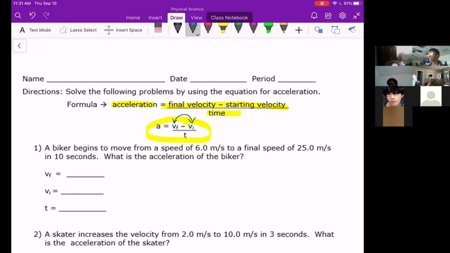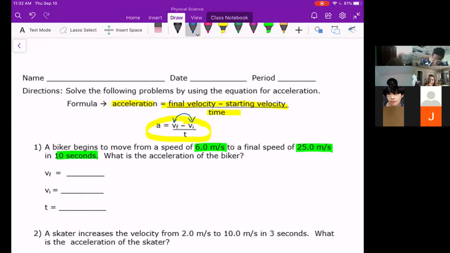So the first thing you have to figure out is, we know that the numbers we're looking at, we have 25 meters per second, 6 meters per second, and then we have 10 seconds. What's usually the easiest one to pick out? Time. Time, right? So time is the easiest one, and time is going to be what? 10 seconds. So I'm going to put 10 seconds right here. All right, so now we know that we have a VF and a VI. We just have to figure out which one is which.